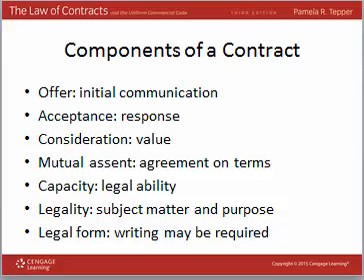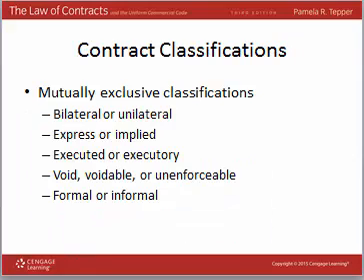And finally, a legal form. We'll see in some cases that the law requires some contracts be in writing. Some, not all, but some contracts be in writing. So those are the basic components of a contract, and again we're going to study each one of these chapter by chapter throughout the rest of the semester. Another important way to interpret contract is based on classifications. And contracts are classified in a variety of ways.